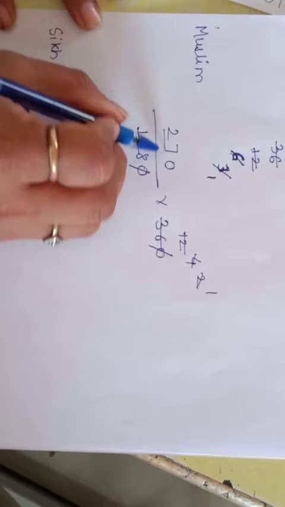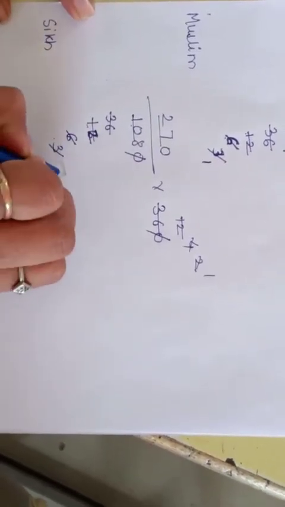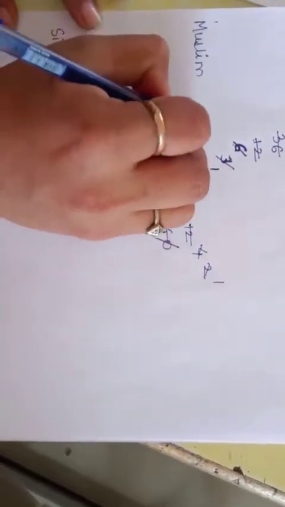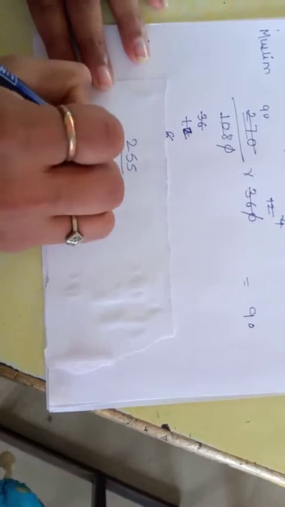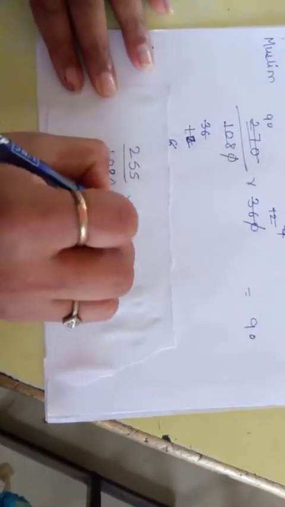Now we will be dividing 270 by 3. So here we will be getting 1 and here we will be getting 90. So the value is 90. Now Sikh. Now Sikh is 255. So 255 upon 1080 into 360.